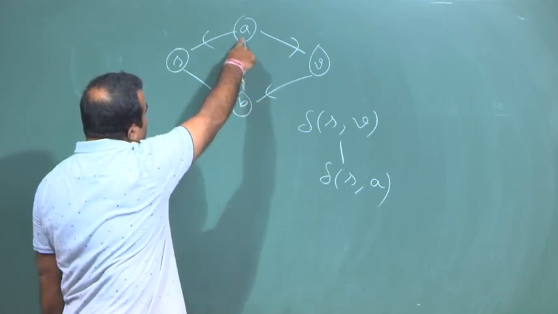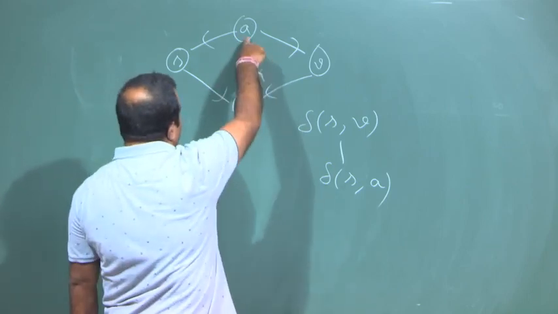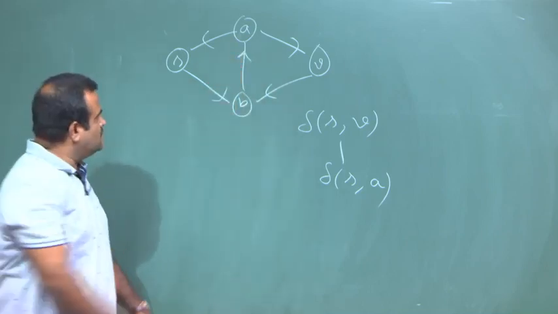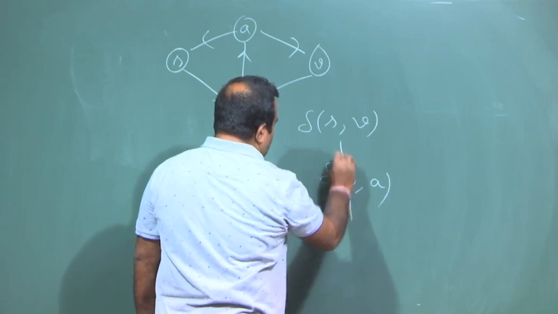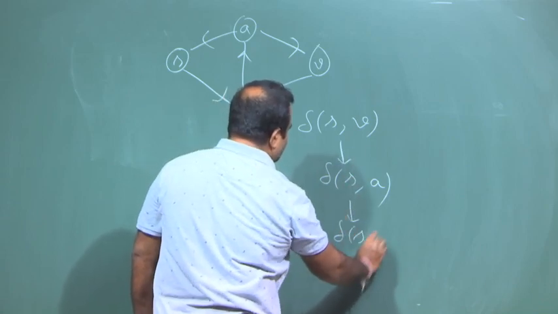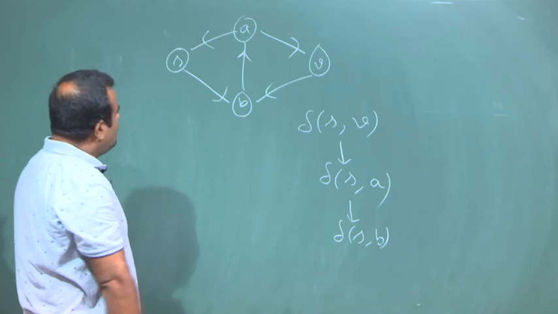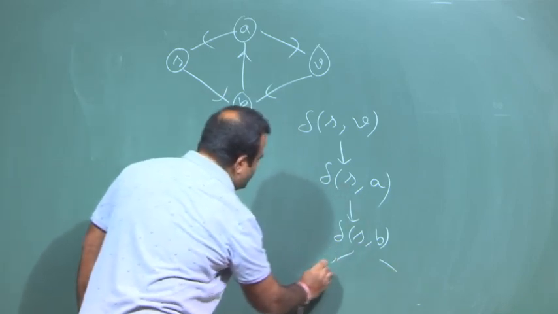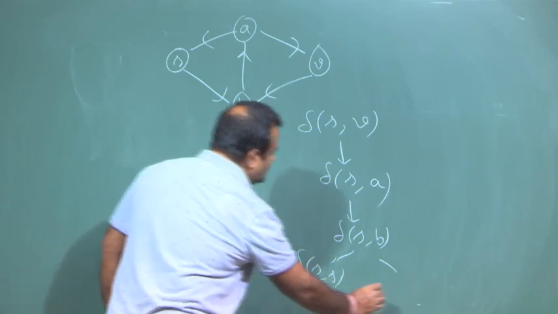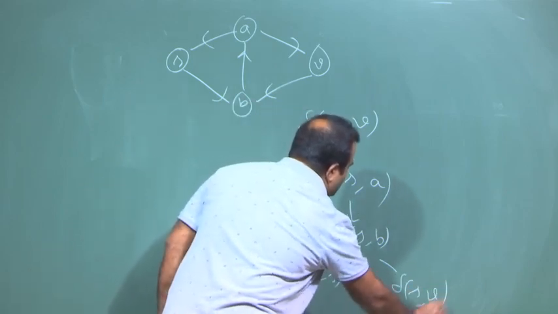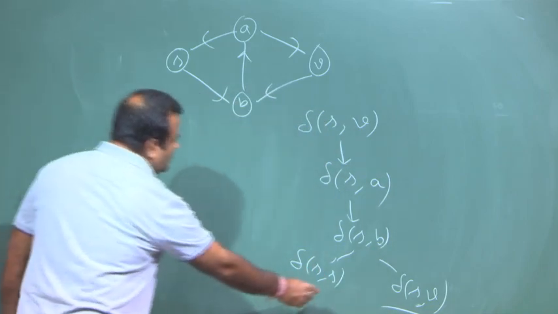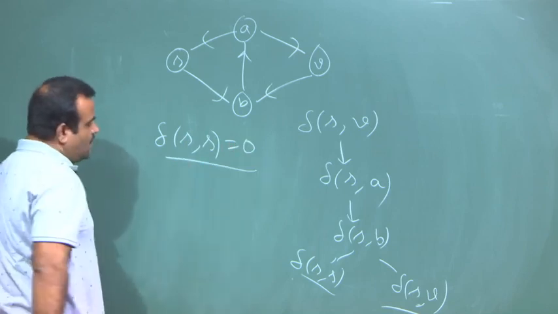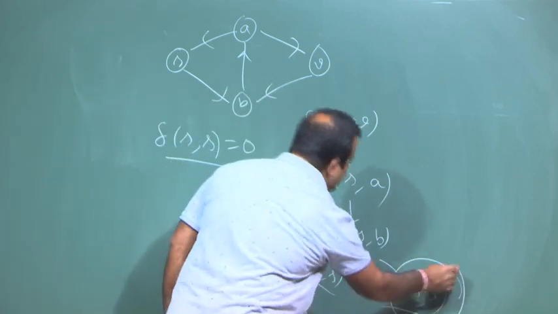Now, to compute this delta of S comma A, we need to look at the vertices whose edges are incoming to this. That is 1 only. So, for this we need to compute delta of S comma B. Now, here there are 2 incoming edges. So, to compute this we need to compute delta of S comma S and delta of S comma V. Now, delta of S comma S is the base case, which we assume 0, but delta of S comma V is again the same as this one.